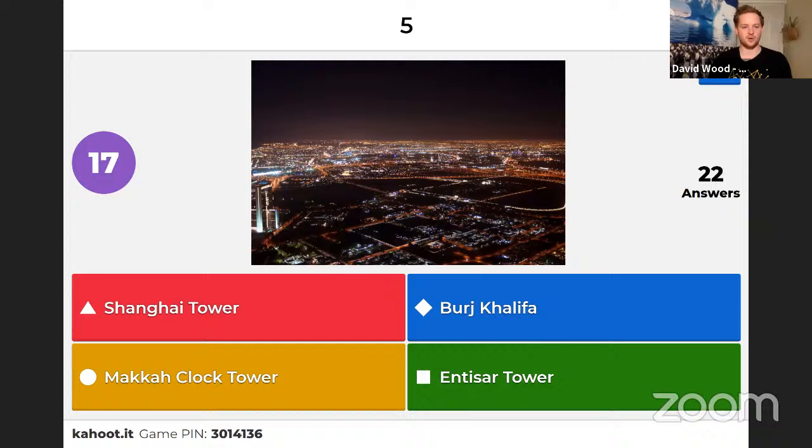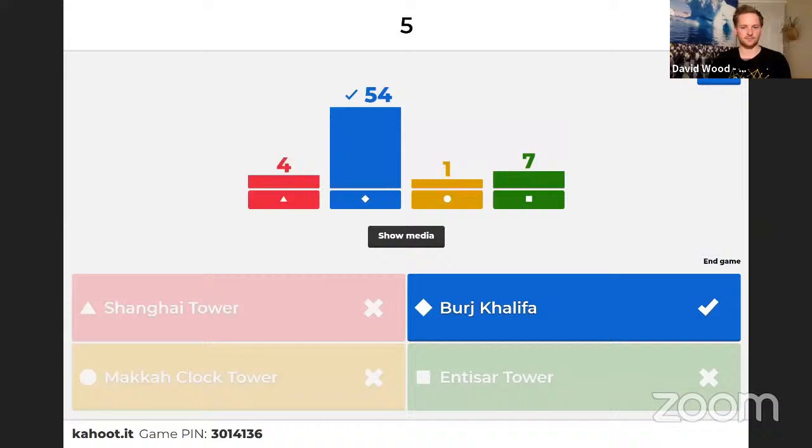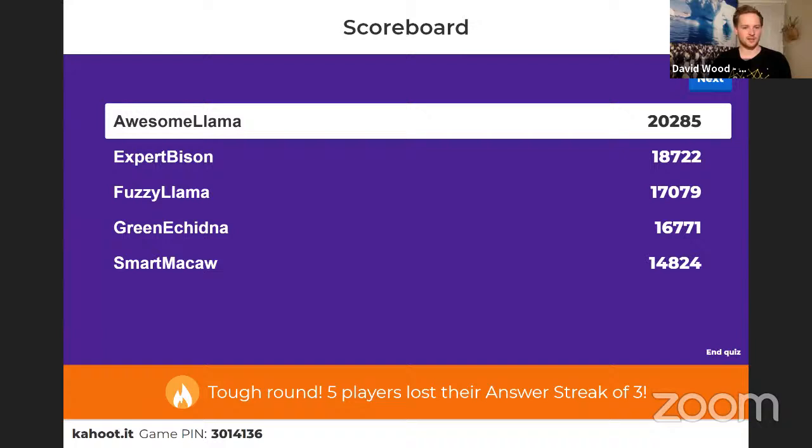Is it the Shanghai Tower, the Burj Khalifa, the Makkah Clock Tower, or the Entisar Tower? What's the world's tallest building? We've got a lot of superlatives today. A little engineering question. It is the Burj Khalifa. Well done to those of you who got that right. Awesome Llama, I think you might be at 100%. We might need to make some tougher questions for you.